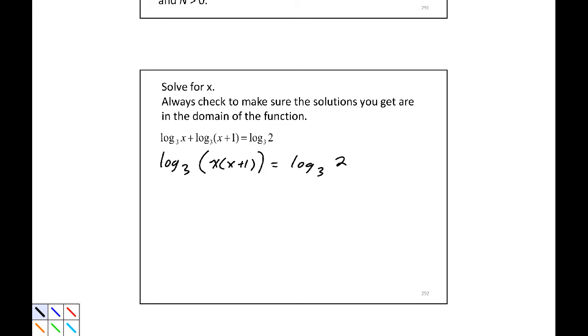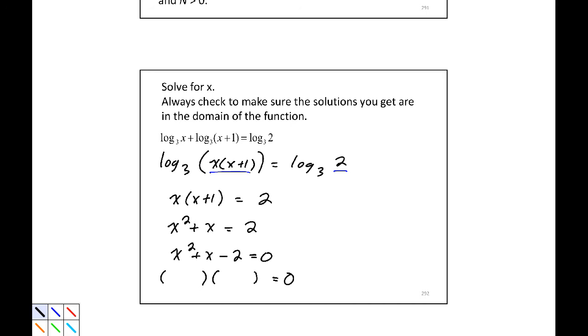Now, because this is in the right form, we have two logs with the same base on opposite sides. This means the arguments must be equal. So we can use this to say that x times x plus 1 must equal 2. Now, distributing the x on the left-hand side, we arrive at the equation x squared plus x equals 2. And then this is quadratic, so we'll want to subtract 2 from both sides. So we have the equation x squared plus x minus 2 equals 0.